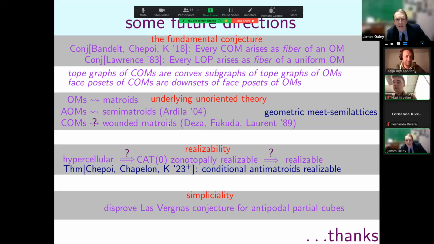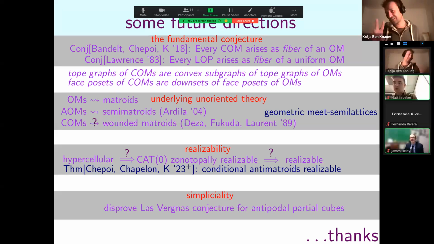I'm interested in the wounded matroids. It's a very expressive term. What's a wounded matroid? Yes, so I also like the term. There's actually two things. There's something called a bouquet of matroids, which is a semilattice such that every interval is a geometric lattice.